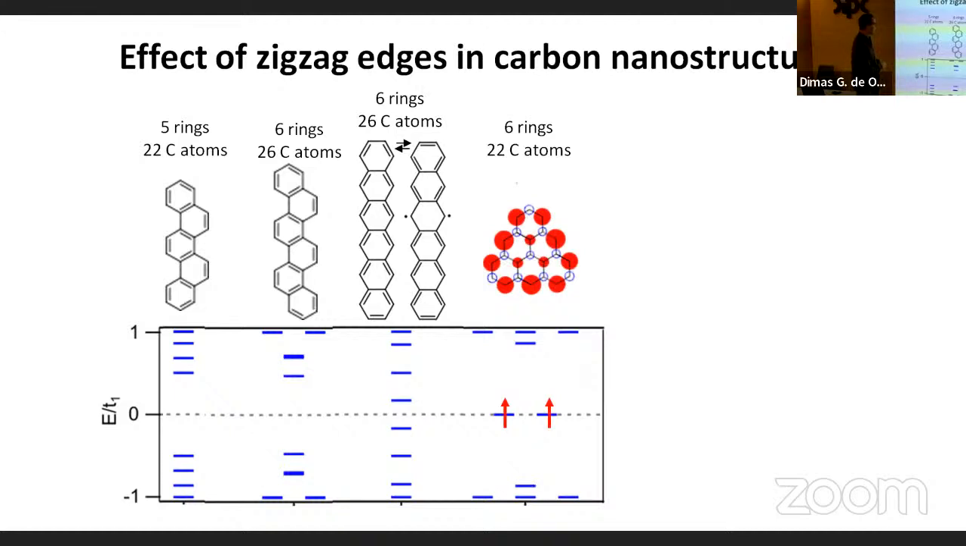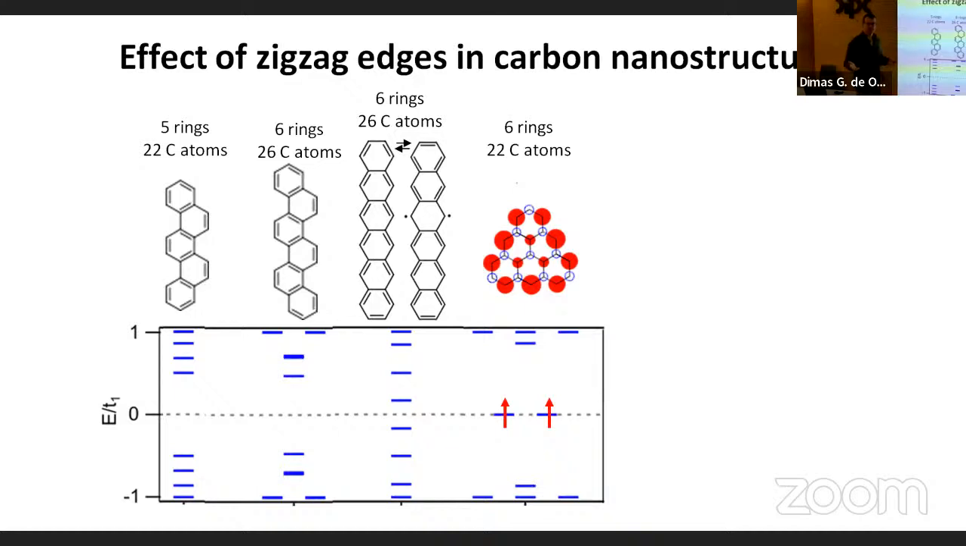That is, we have these two singly occupied orbitals. So basically, we see that this is a high spin molecule, a spin 1 molecule. So we see when we go from armchair to zigzag edges on the molecules, we create spin density and the molecule with magnetic properties.